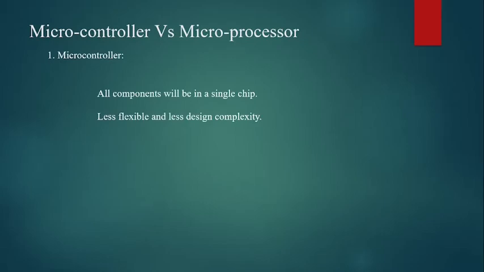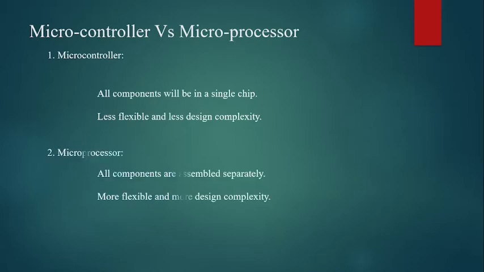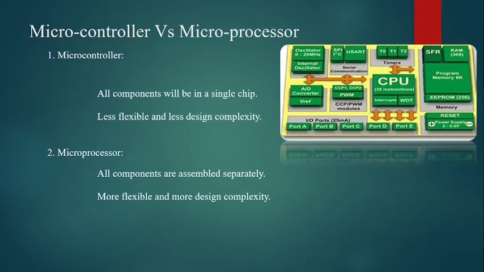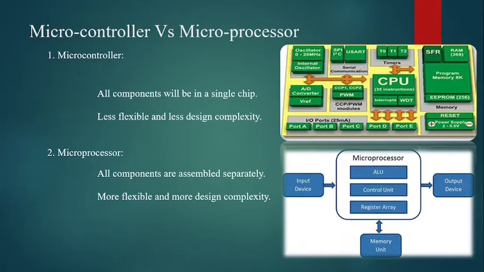Difference between microcontroller and microprocessor. Microcontroller: all components are in a single chip, less flexible and less design complexity. Microprocessor: all components are connected separately, more flexible and more design complexity.